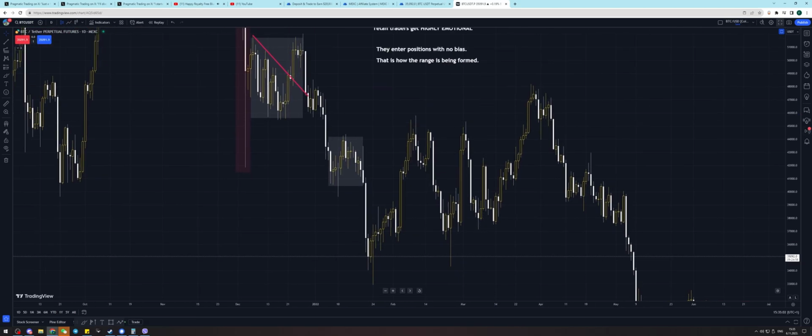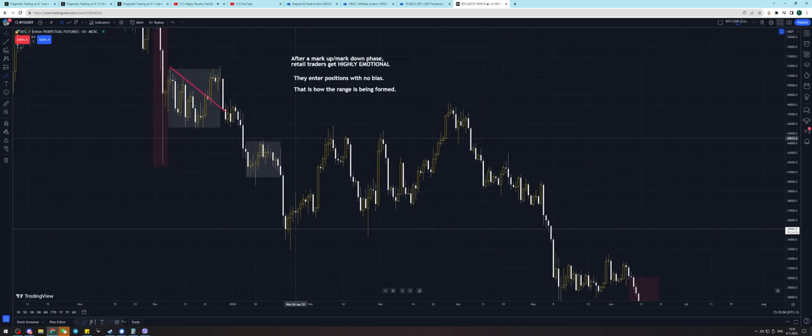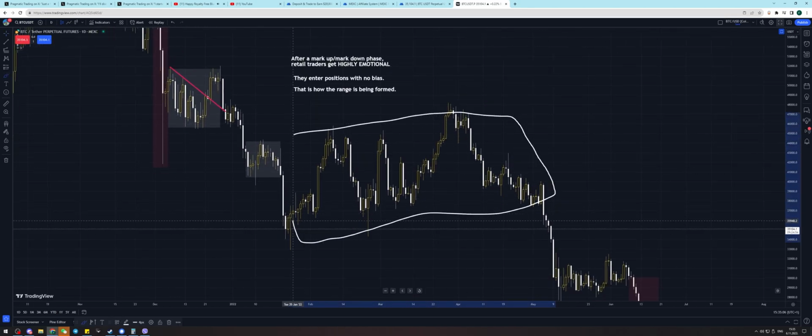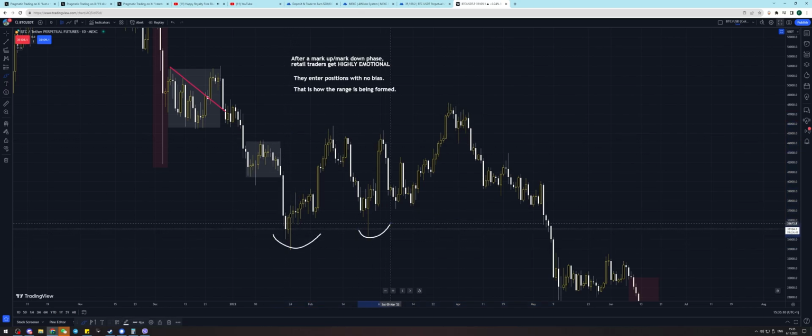So at the end, this was a redistribution pattern. Okay, we fell down to a certain level, we couldn't break it, we couldn't continue the markdown phase. Okay, the market makers, they needed more liquidity. They created a range along with the retail traders.